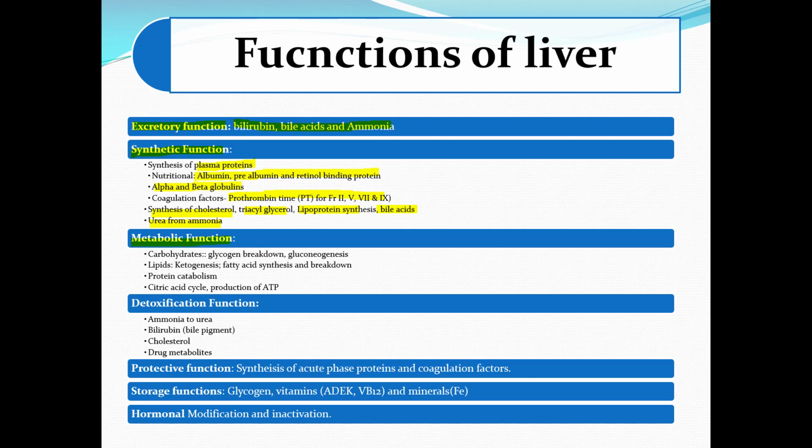Looking at the metabolic function: carbohydrate, glycogen breakdown and gluconeogenesis; lipids, ketogenesis, fatty acid synthesis and breakdown; protein catabolism, citric acid cycle and ATP production. Detoxification: ammonia to urea, bilirubin bile pigment, cholesterol, drug metabolites. We have protective functions, in which acute phase proteins and coagulation factors are produced. Storage function: storage of glycogen, vitamins A, D, E, K and B12, and minerals like iron. Hormonal function: modification and activation of hormones takes place in the liver.